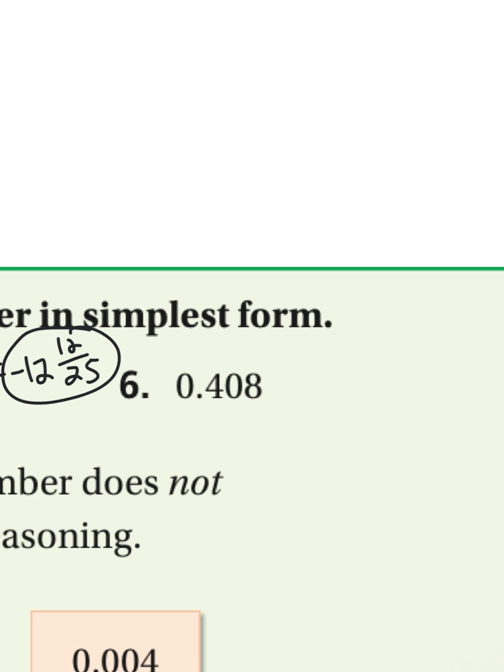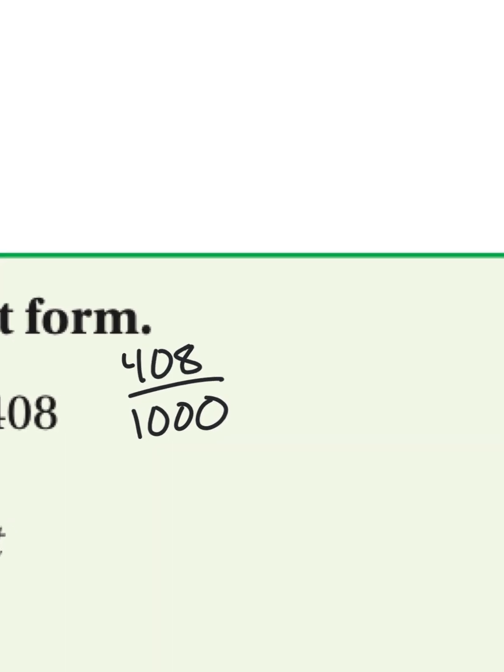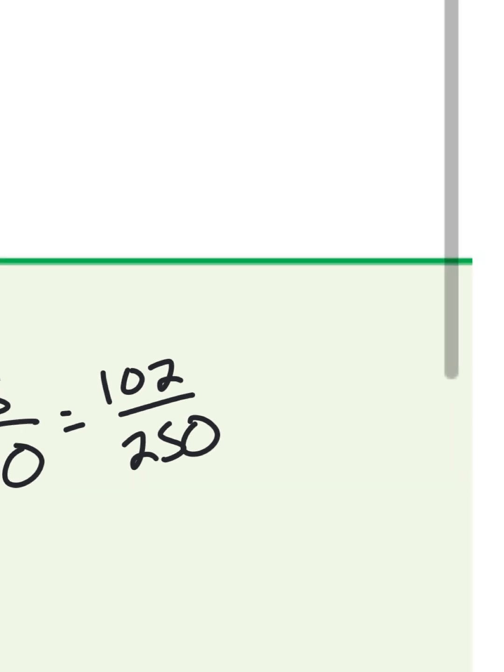All right, and then 0.408 should be 408 over 1,000. Let's see, I know this simplifies by 4. Let's try to start doing that. So it should be 102 over 250. Oh man, this can simplify even further by 2. So you could have just simplified by 8 off the bat. It should be 51 over 125.